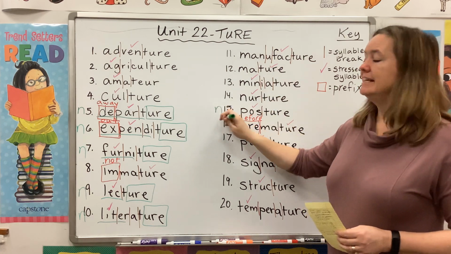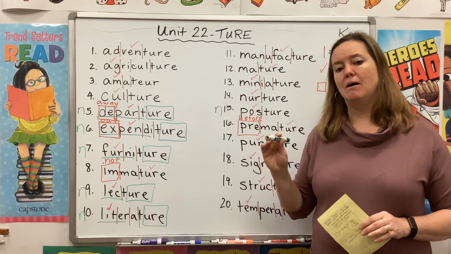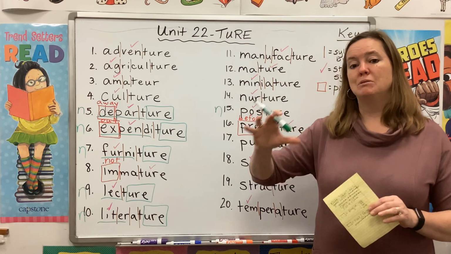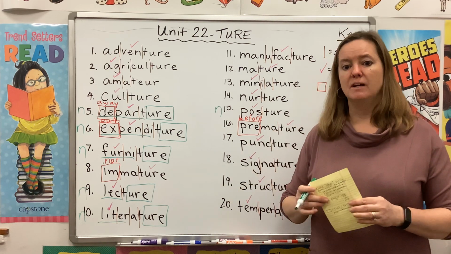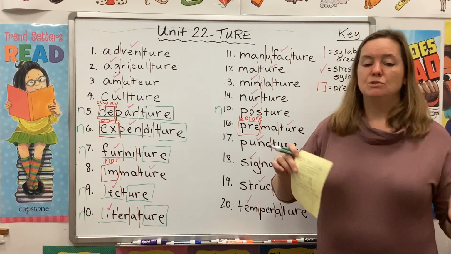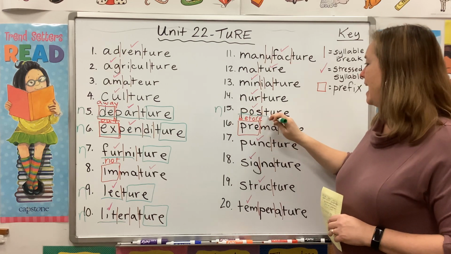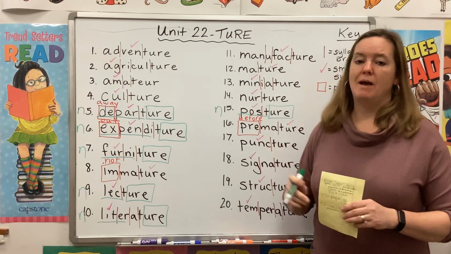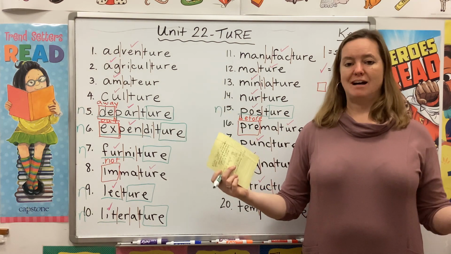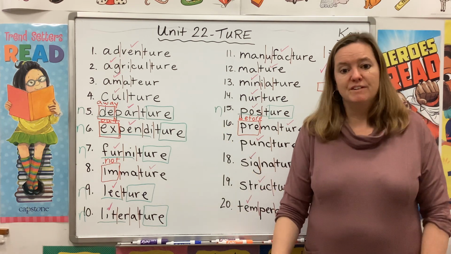Posture is another noun. Now, if you think back a few weeks ago, we learned about the Latin root pos, P-O-S, which means to place or put something, right? Think of position, right? Or compose or repose. So posture has to do with the way you place yourself in space, right? If you have good posture, you stand up tall. If you have poor posture, maybe you hunch over, right?